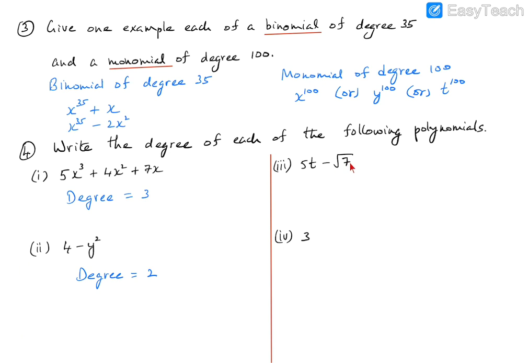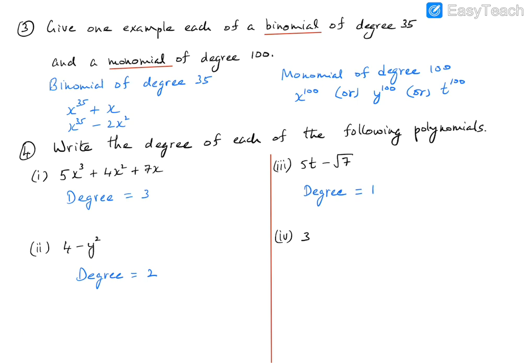And what about the third expression? We have 5t minus root 7, so the variable is t, and the highest power of that variable is t power 1. So this is a polynomial of degree 1. There's no other t term in this, and the highest power for that t, that's a single term that we have with t, so the power of that t is 1. Okay, if there is no power, it means the power is 1. So the highest power is that single term's power, which is 1. Therefore the degree equals 1. Okay, so that's a polynomial with degree 1.